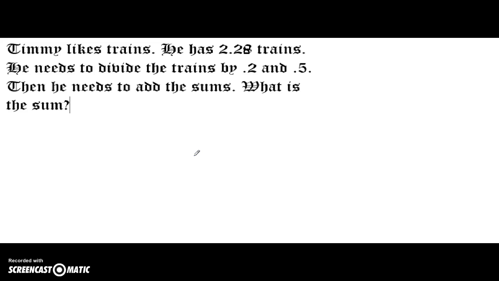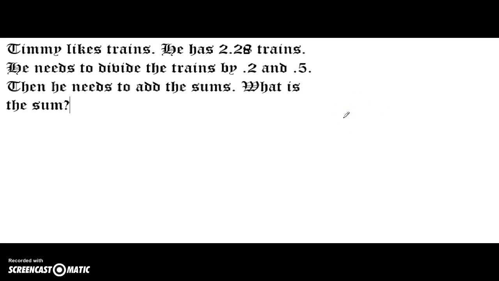adding fractions. The problem goes, Timmy likes trains. He has 2.28 trains. He needs to divide the trains by 0.5 and 0.2. Then he needs to add the two quotients. What is the sum? In order to solve this problem, the first step is to write out the two problems.